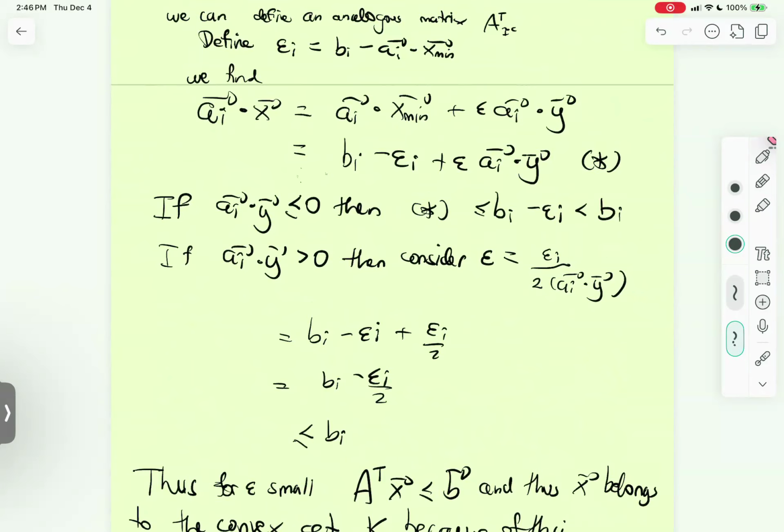If you've seen the epsilon-delta definitions of limits, you can play with this a little better, but that's beside the point. Basically, you should think of epsilon as going to 0, so this contribution becomes negligible, as negligible as we need it to be, and eventually this will all be underneath BI. That's what we wanted, because it tells you that for epsilon small, X satisfies the condition for being in the convex set.